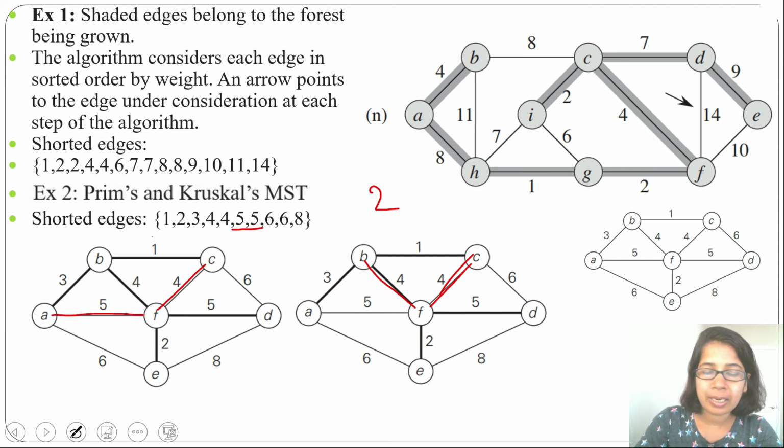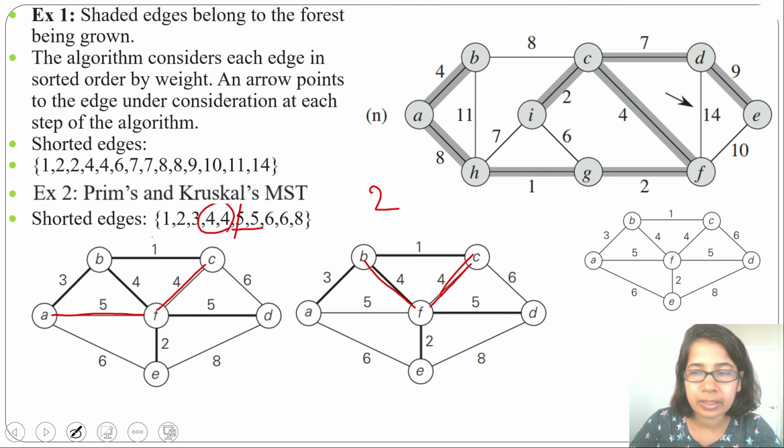Next there is 5, but we cannot select AF. If we choose AF, it will form a cycle. So AF we cannot consider for the minimum spanning tree. FD we can consider. We are not using any 6 weight or 8 weight. So due to these two 4s, there are 2 minimum spanning trees possible by using both Prim's and Kruskal's algorithm.